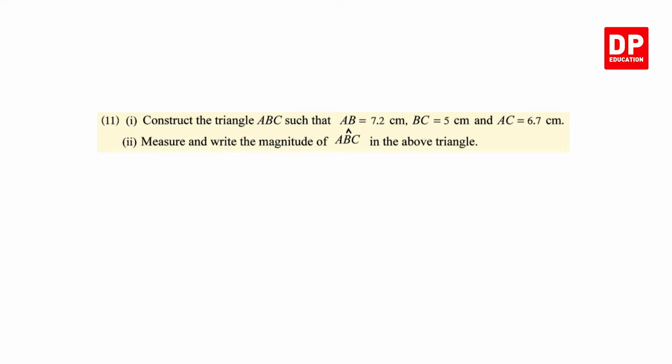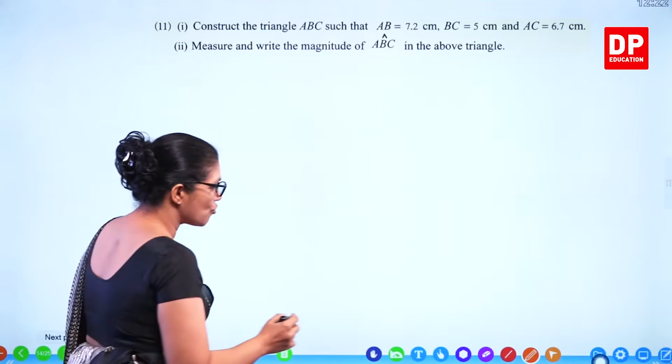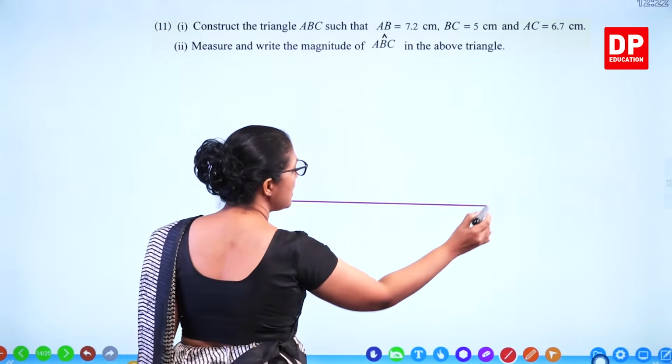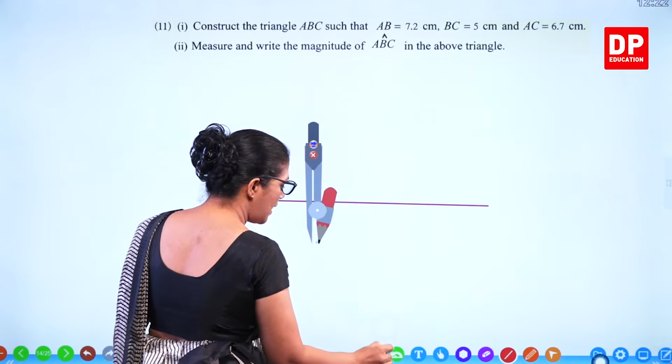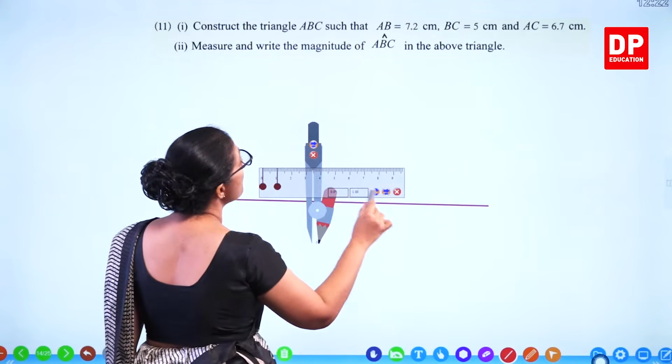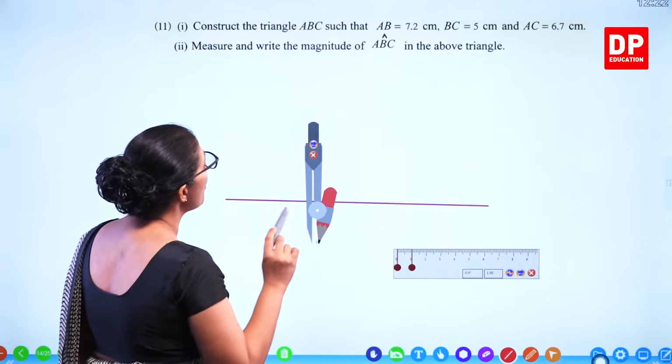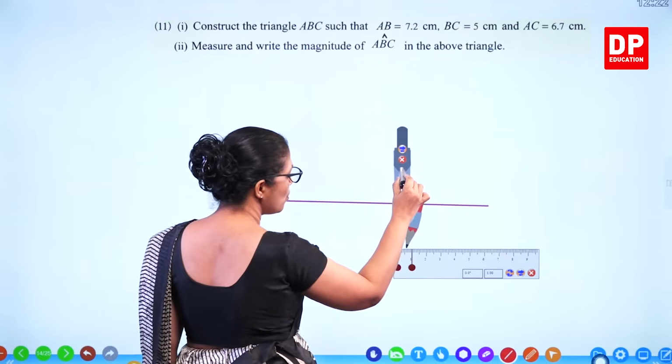Construct the triangle ABC such that AB is 7.2 centimeters, BC is 5 centimeters and AC is 6.7 centimeters. And measure and write the magnitude of ABC angle in the above triangle. So we have to construct a triangle. So what you do, you take the line segment and using the ruler and the compass, we have to measure the length. Now which one is the largest? 7.2. So we'll take 7.2.